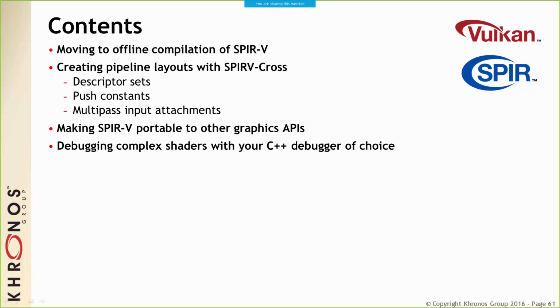Then going on to how to make SPIR-V compatible with other graphics APIs, because as Tom mentioned in the 101, it's very unlikely that you will be able to only support Vulkan for the next few years at least. So ideally we want a way to make SPIR-V compatible with all the APIs.